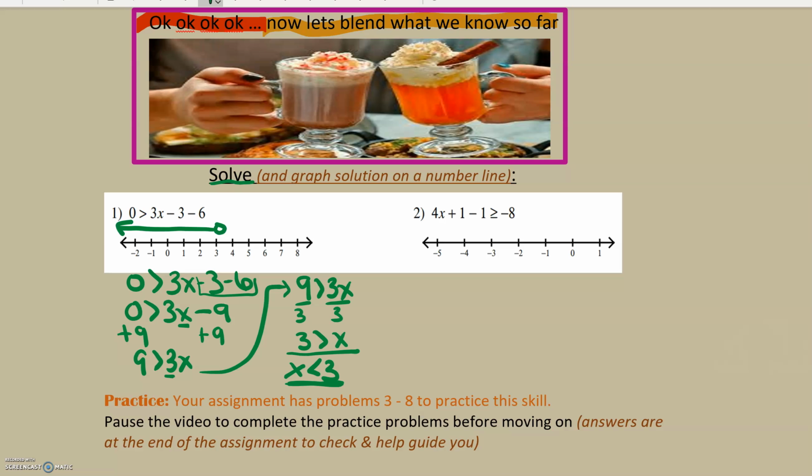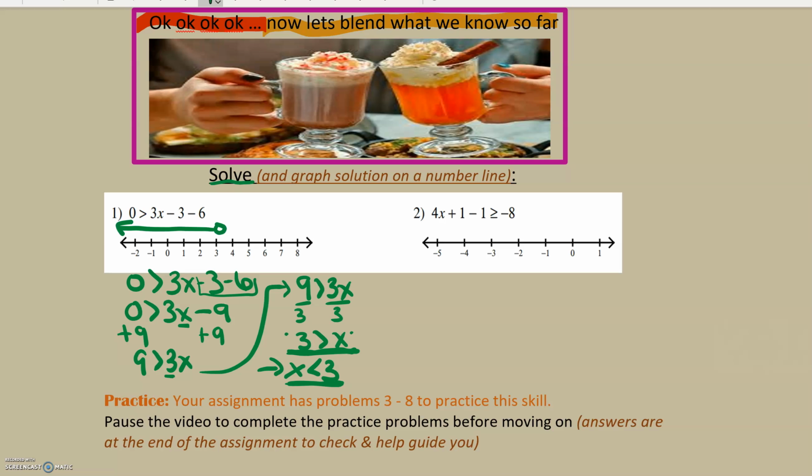our actual symbol. We ended up with 3 is greater than x, but because we can read from left to right and we can read from right to left, I switched it to say that x is less than 3. I then put an open circle because that goes with our less than or our greater than symbol. And we then drew in the line that said that it was less than 3.